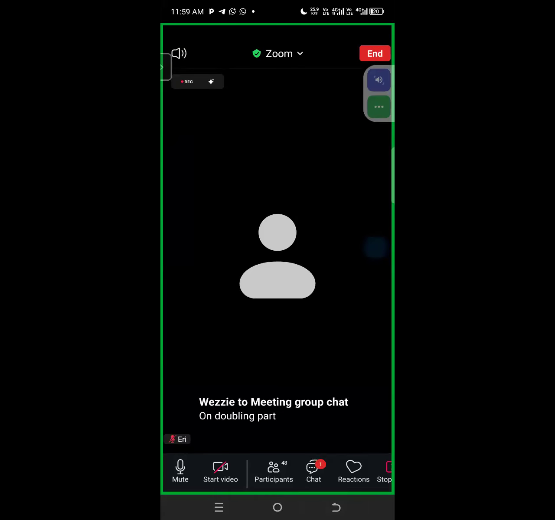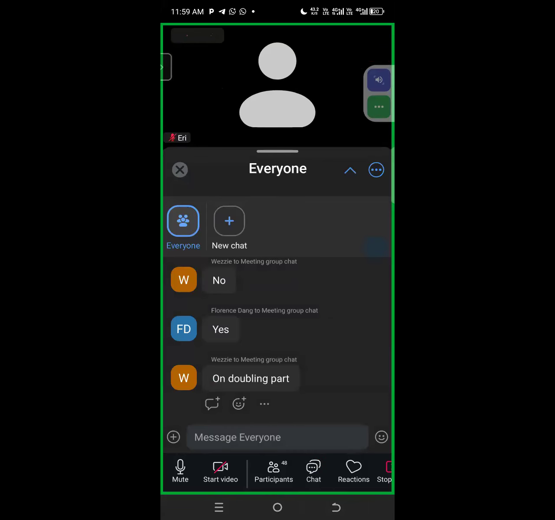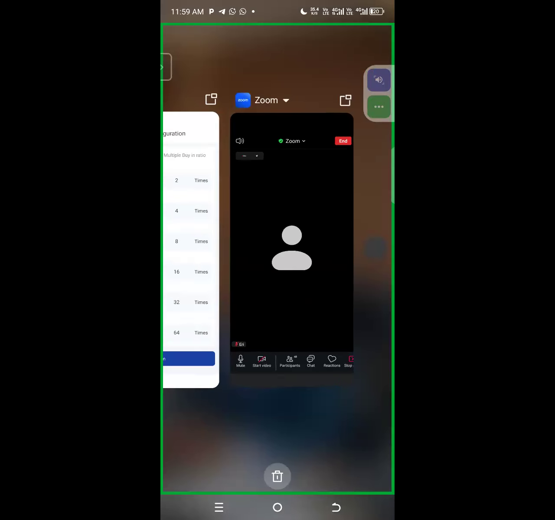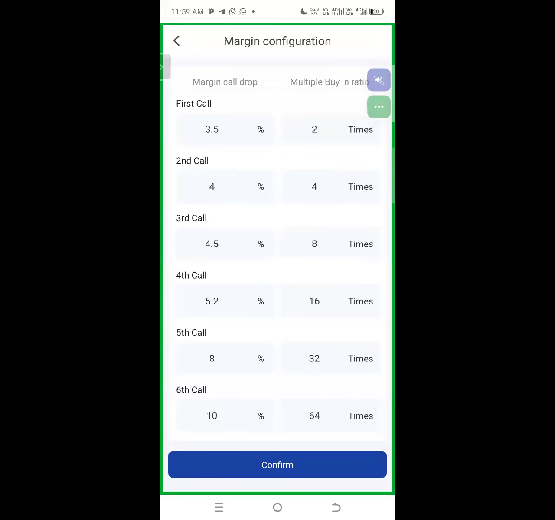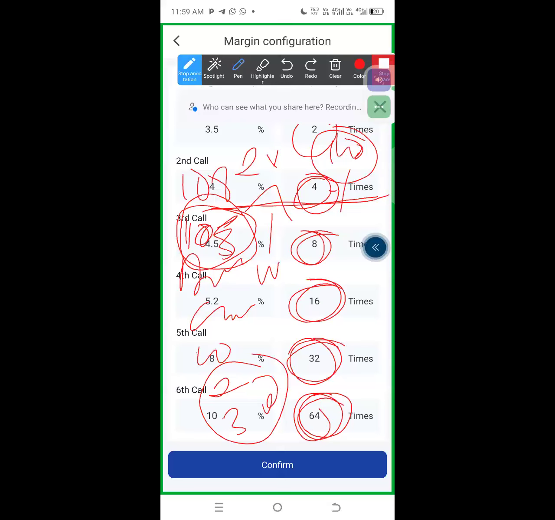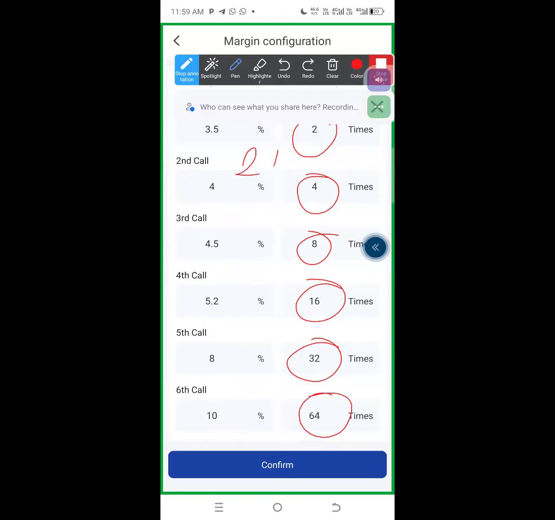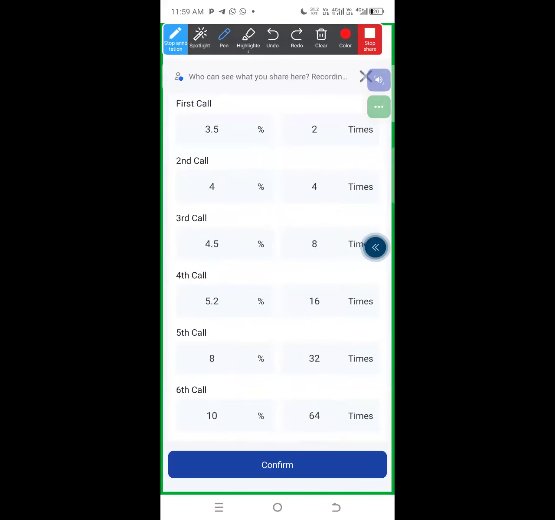On the doubling part, Wizzy is asking about the doubling part. What we are saying is a simple rule. Look at the default setup here. This is the default setup. I'm cleaning everything for your sake. Good. Now, this is the doubling part, and we are moving to the tripling.